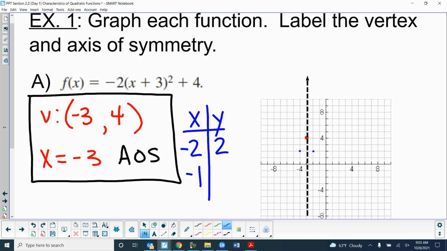All right, put negative 1 here. What's negative 1 plus 3? 2. What's 2 squared? 4. Times negative 2. Negative 8 plus 4, negative 4. So then at negative 1, it's negative 4. And then just reflect it.